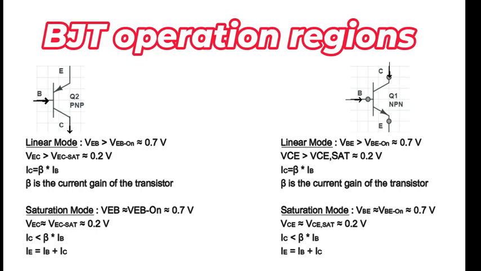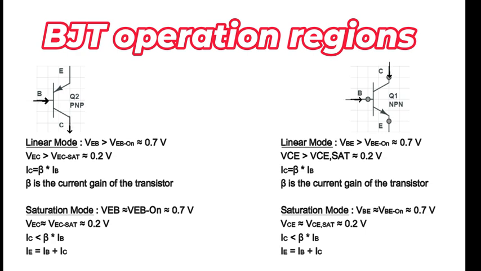In saturation mode, VBE is still around 0.7 volts, and VCE drops to about 0.2 volts. Here, the current is less than beta times IB, and the emitter current, IE, is the sum of IB and IC. For PNP transistors, it's pretty much the same but reversed.